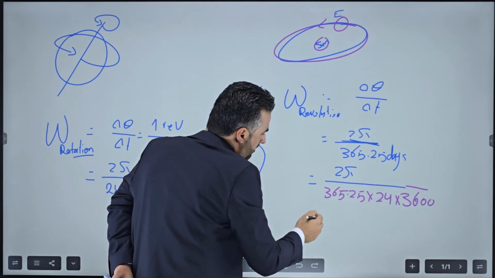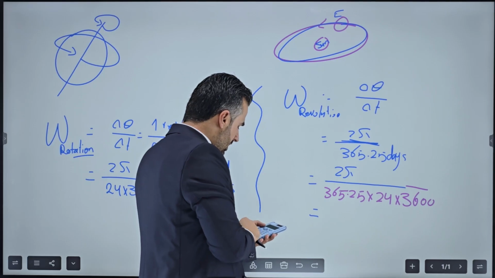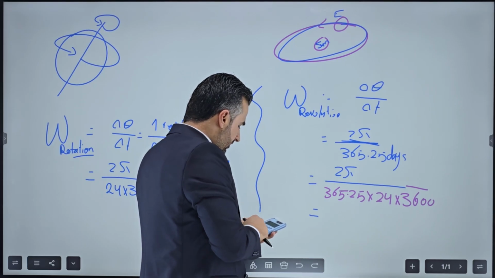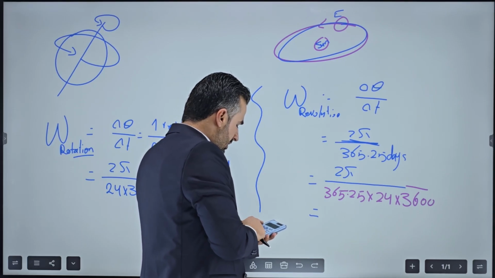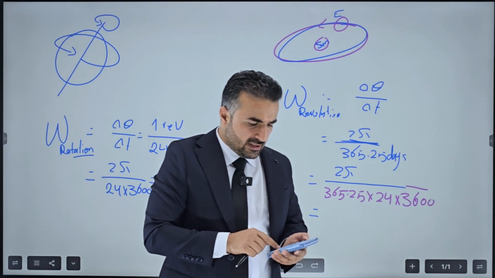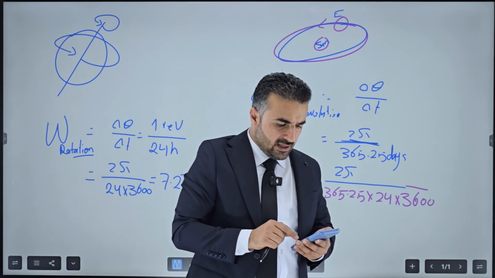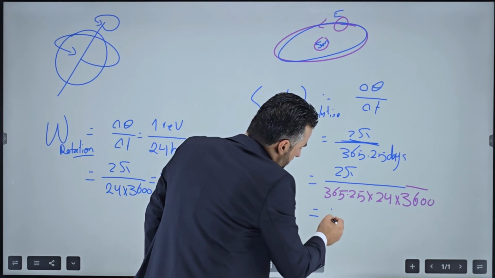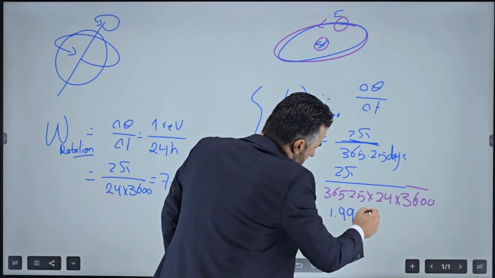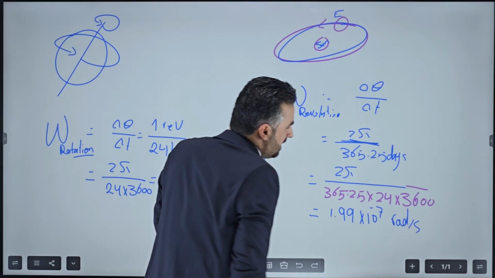Once you do this, you will find the answer, so let's just do that too. 2 pi divided by 365.25 times every day is 24 hours and every hour is 3,600 seconds. Once you do the math, you'll get 1.99 times 10 to the power negative 7. That is going to be radian per second.